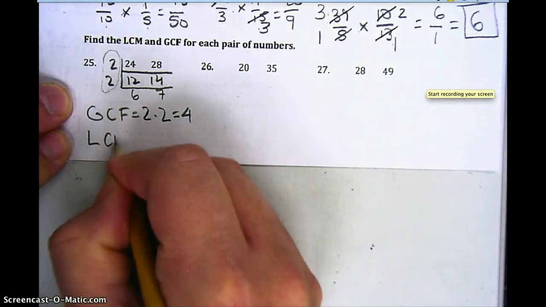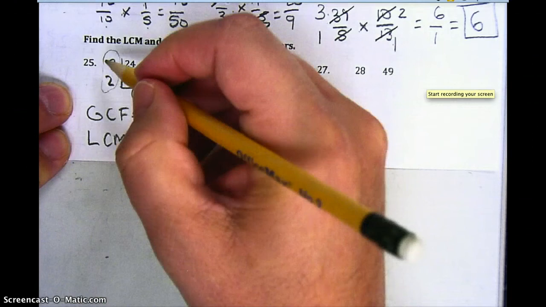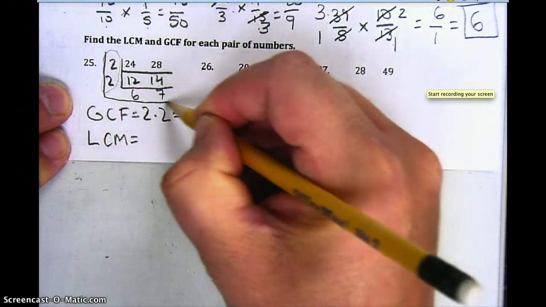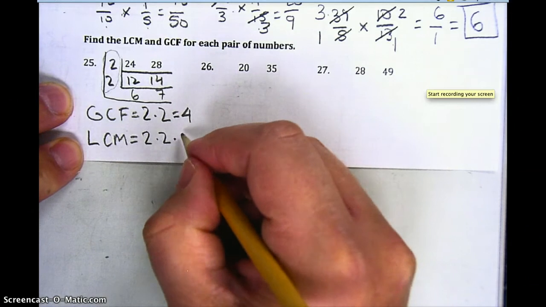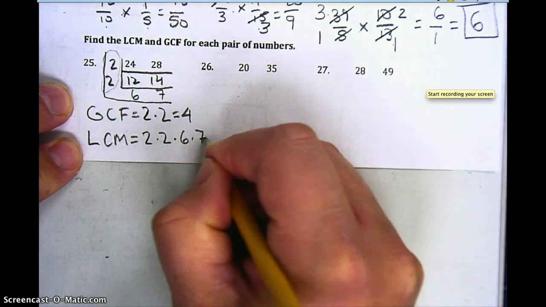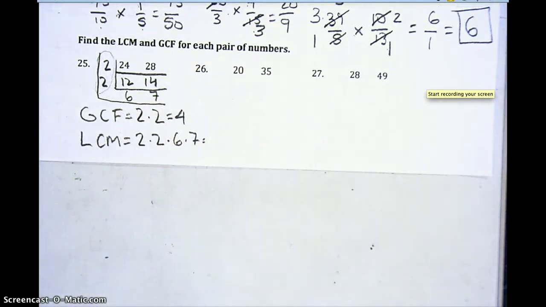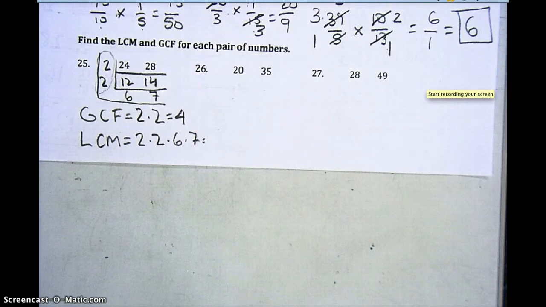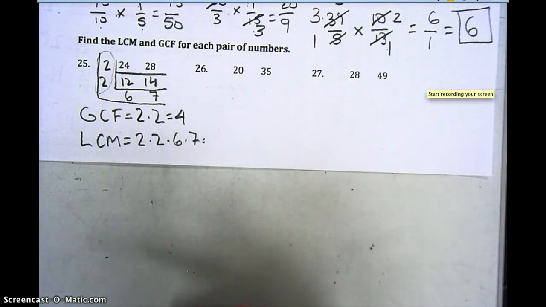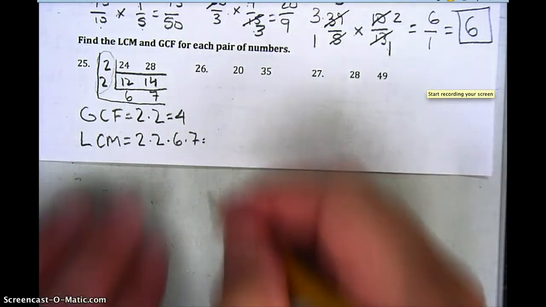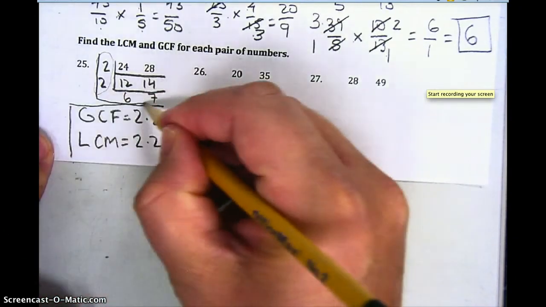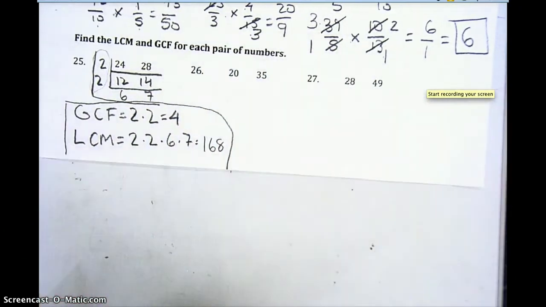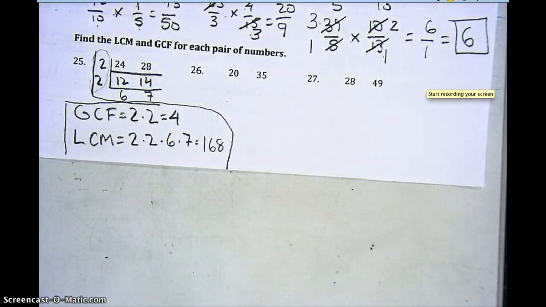To find the least common multiple, I multiply the L. I multiply all the numbers along that L. So I take 2 times 2 times 6 times 7. Okay, so if I do that, I get 42 is 6 times 7 and 4. So 42 times 4 is going to be 168. So the greatest common factor is 4, and the least common multiple is 168.